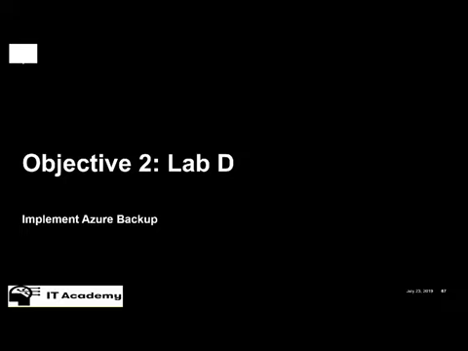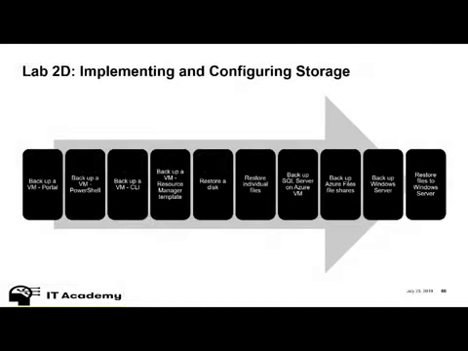In Lab D of Objective 2, we're going to do some implementing and configuring of Azure Backup services. For Lab 2D, we're going to create a backup. We're going to do this in several ways. We're going to create a backup from the Azure portal to back up a virtual machine. Then we're going to use a PowerShell cmdlet to trigger a backup of a virtual machine, and the command line interface to back up an Azure virtual machine.